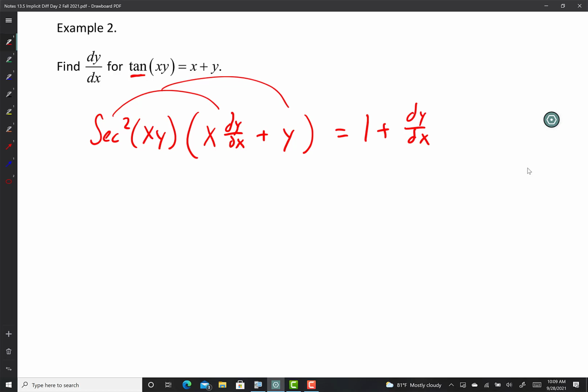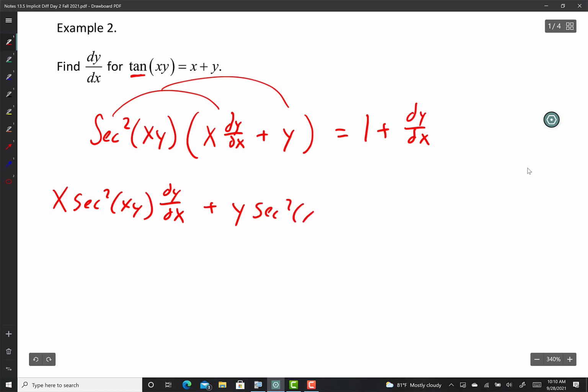So here we go. I'm going to write x secant squared xy dy dx. No preference. I could have written the dy dx on the left, but in my opinion, the dy dx's look the best at the end of each term. But if you wanted to write it immediately after the x, you can. Are we still okay? Plus y secant squared xy. I don't think I've made any mistakes. Do you guys see any mistakes? Equals 1 plus dy dx.